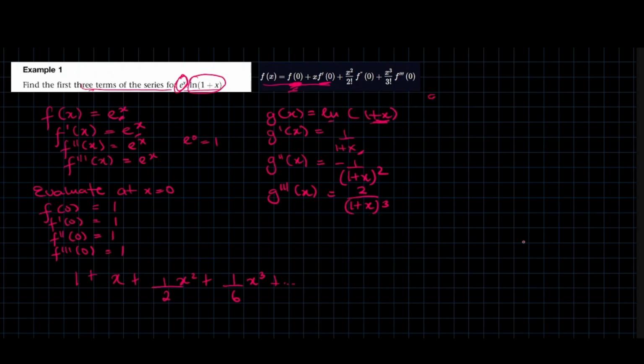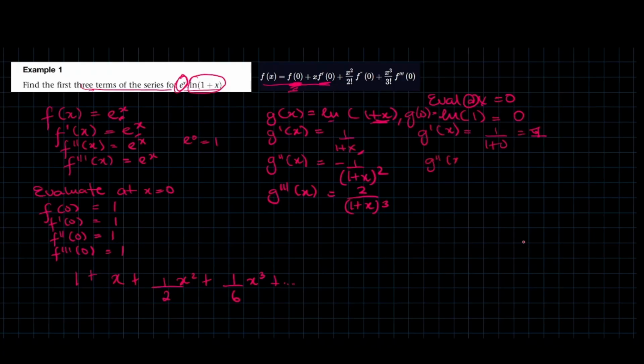Now you simply evaluate at x equals to 0. In the first case, it's going to be ln of 1, which is equal to 0. So g of 0 is equal to 0. The first derivative is going to be 1 over 1 plus 0, which is equal to 1. The next one is going to be 1 over 1 plus 0 squared, which is simply going to be 1. But don't forget the minus, so it's going to be minus 1. And then the last one is going to be 2 over 1 plus 0 cubed, which is simply going to be 2.